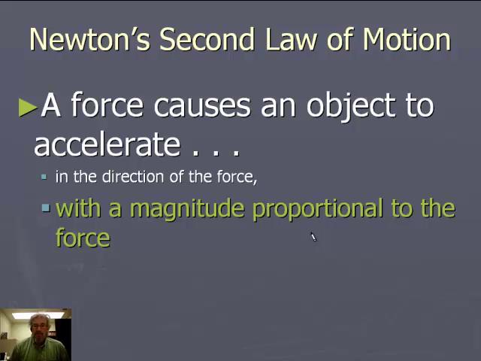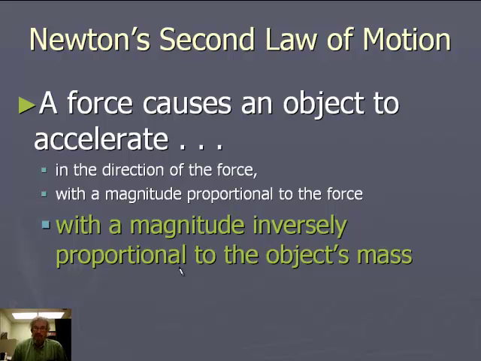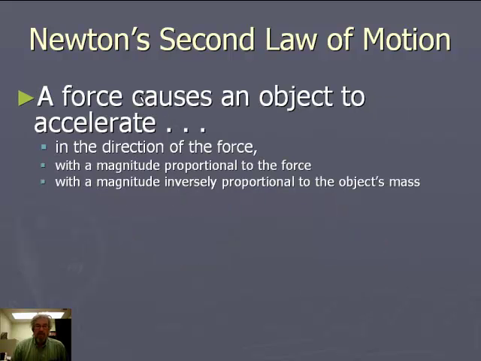We also know that forces cause an object to accelerate with a magnitude that's proportional to the force. So the size of the force and the size of the acceleration are matched to each other. And then the third thing we know about forces and how they relate with acceleration is a force causes an object to accelerate with a magnitude that's inversely proportional, or kind of opposite, to the object's mass. So a big mass will result in a small acceleration for the same force. Small mass, big acceleration. Well, this relationship that encompasses all these three things is called Newton's second law of motion.